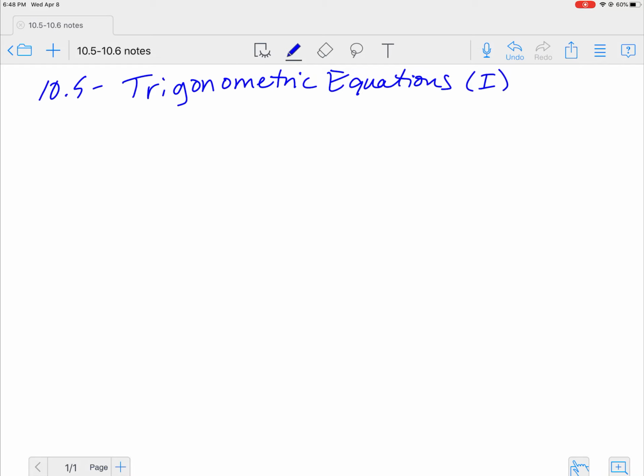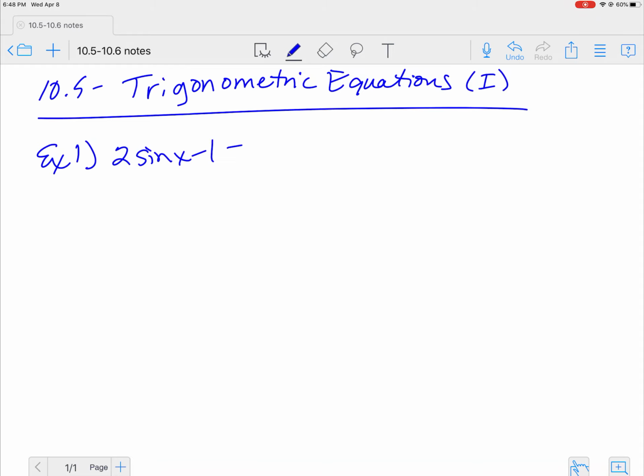All right, we're going to actually put 10.5 and 10.6 together so there's just one set of notes. They're both solving trig equations. It was just, I guess, a lot. And we're not covering everything in these sections, so what we're covering is just a snapshot from both of them. So we literally are just going to solve some trig equations. Let's get started with that.